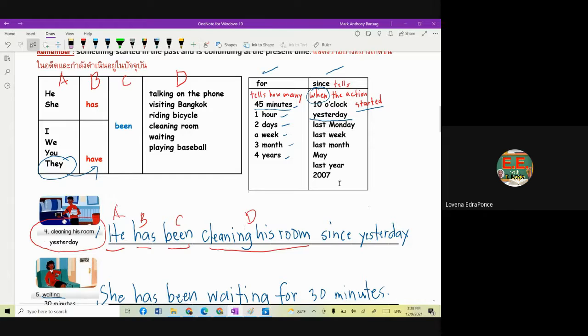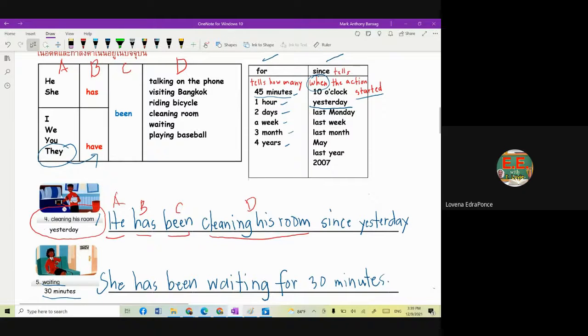All right. For number 5 picture, waiting and 30 minutes. So we have our A, she, B, C, waiting, D, and we use for because the given information is 30 minutes. Now 30 minutes tells us how many minutes. So we're going to use for 30 minutes. So she has been waiting for 30 minutes.